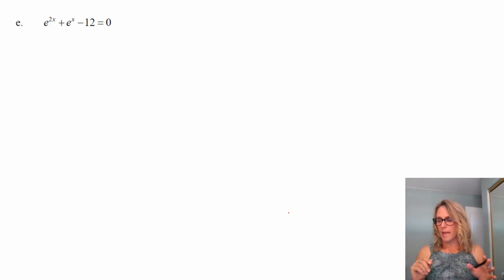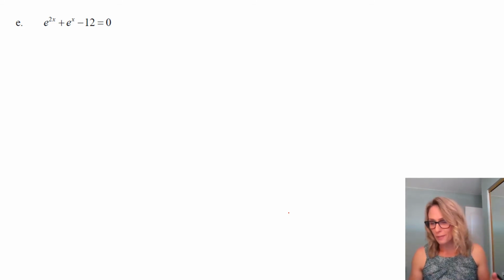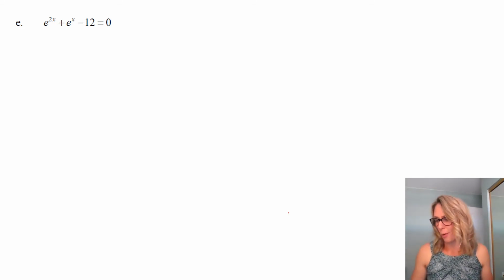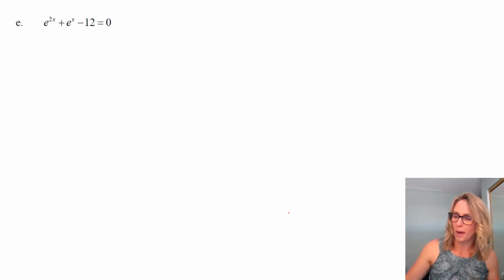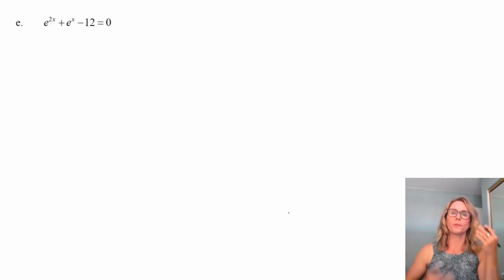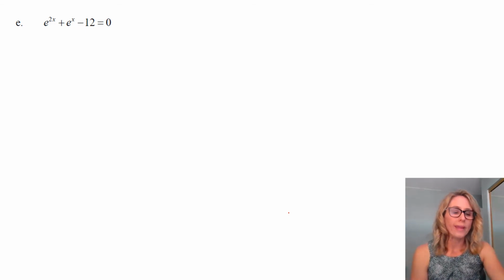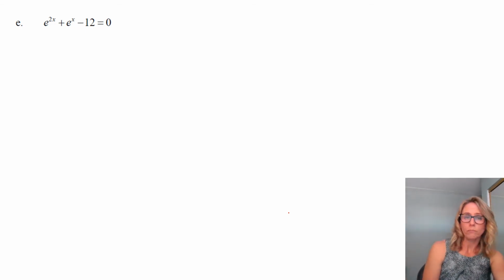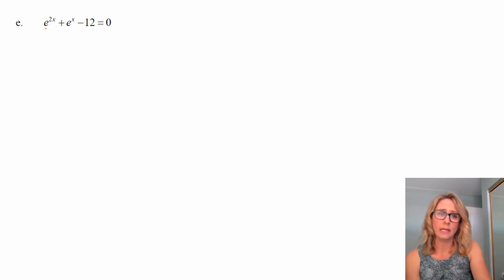Okay, so the last exponential equation looks very different than what we've been seeing. And there's a reason for that, and that's because it is actually quite different. So we're seeing this wide variety right now of these, for good or for bad, that's what we're seeing. So with this, I want you to notice the key things here.